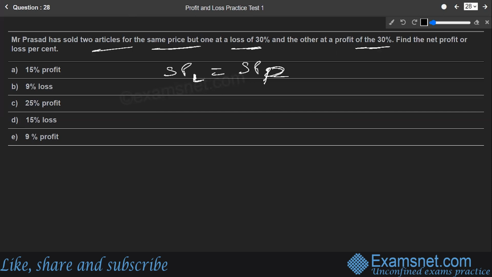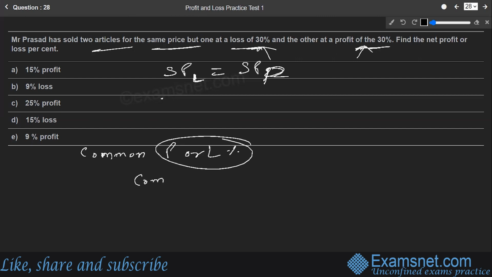Whenever such a situation happens, where the selling price is the same and the profit and loss percent is also the same, we call this situation a common profit or loss percent situation. Whenever the selling price is the same and the profit or loss percent is also the same, there always occurs a loss. And how much is that loss percent value?